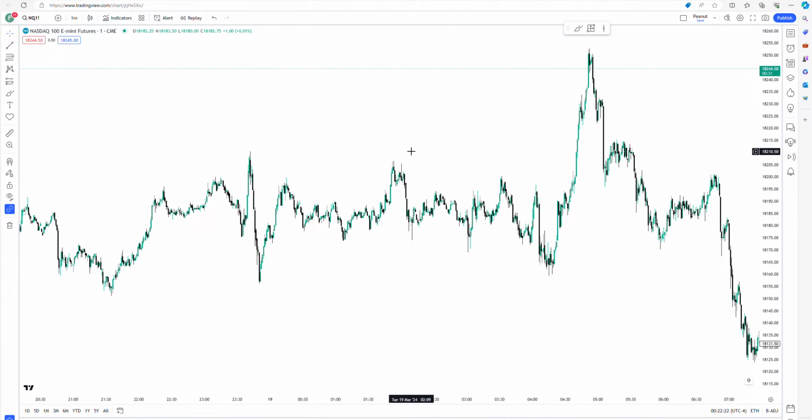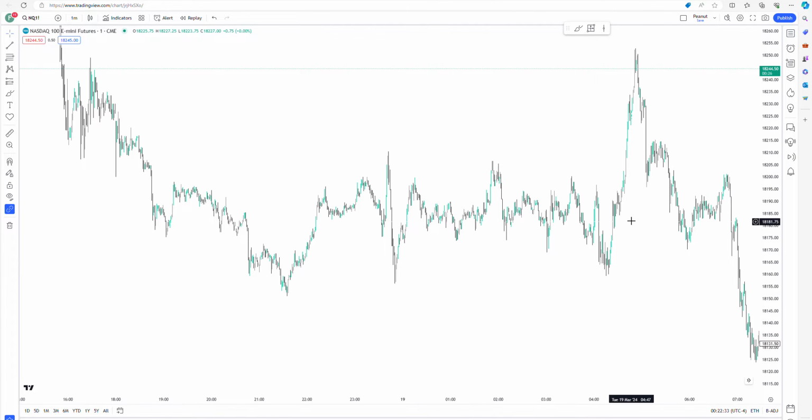Alrighty guys, so in today's video we're going to be going through a high probability model that you can use in any session. It could be London, it could be New York, it could also be the PM or AM session in New York, but it works in all sessions. I'm going to show you an example from the London session and let's get straight into it.